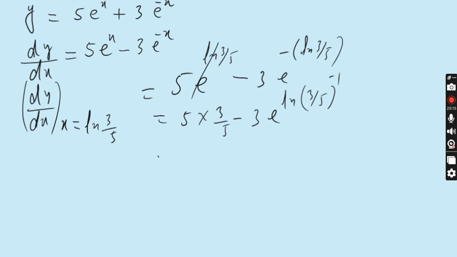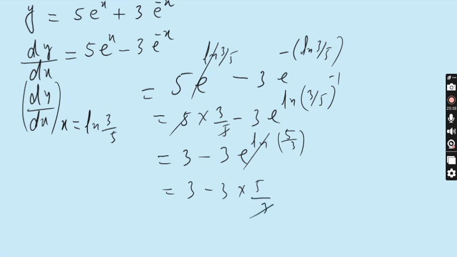So 5 cancel by 5, 3 minus 3 e power ln 3 upon 5, the whole power is negative 1, means 5 upon 3 to the power positive 1. Just take the reciprocal. 3 minus 3, ln and e cancel, so it is 5 upon 3. 3 cancel by 3, 3 minus 5 is negative 2. So the gradient of tangent is negative 2.